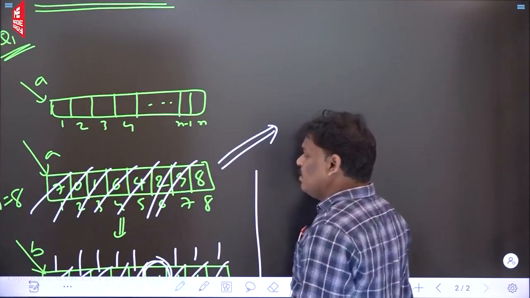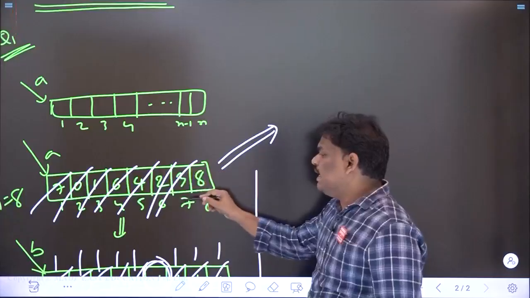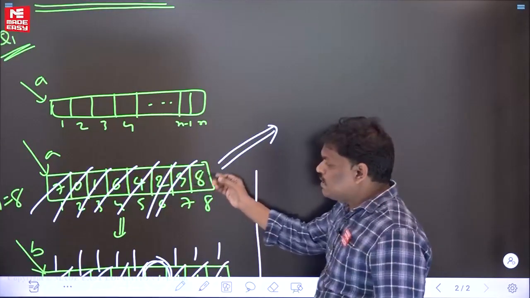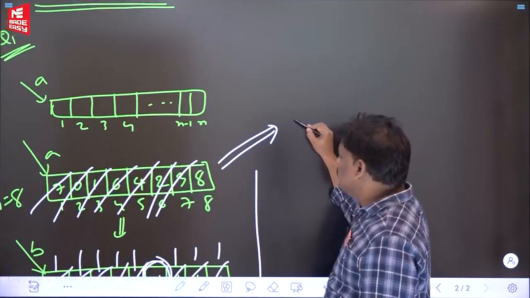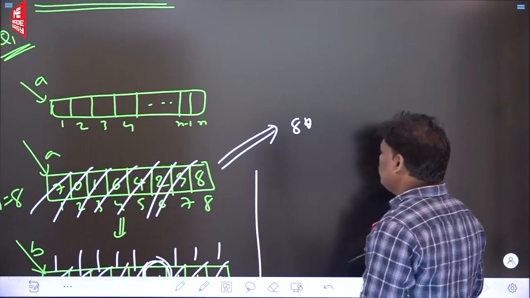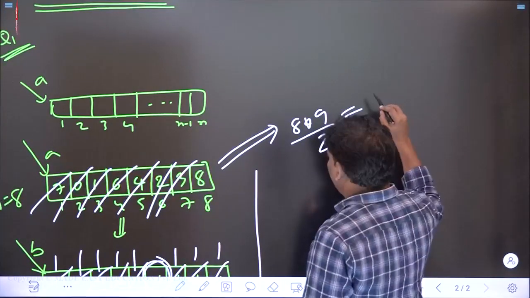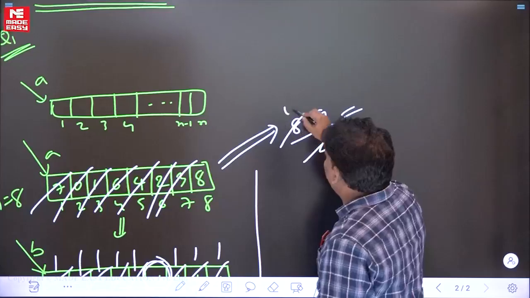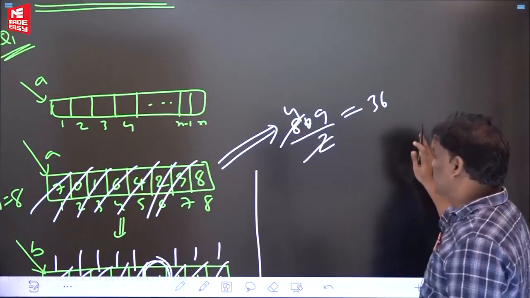Now what will you do? Because you only said that 8 elements are there, find the sum of 8 natural numbers. What is the answer? 8 into (n plus 1) by 2, which is 8 into 9 by 2. That is 4 nines, 36. The sum of n natural numbers, you got 36.